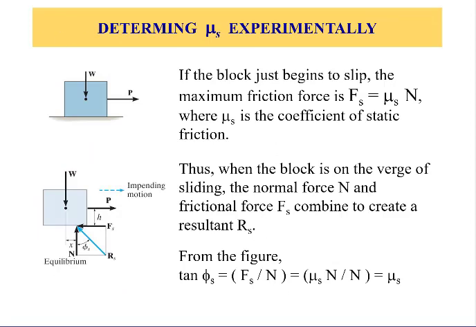The coefficient of static friction, mu s, could be experimentally computed by using a block on an inclined surface, where that angle, as we will see later, is going to be equivalent to phi s. Phi s here refers to the angle between the normal force and the resultant force, which is computed from the two vectors, friction force Fs and N.